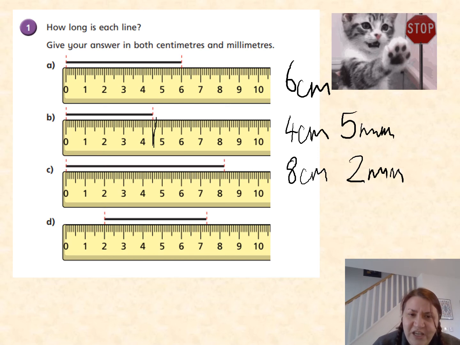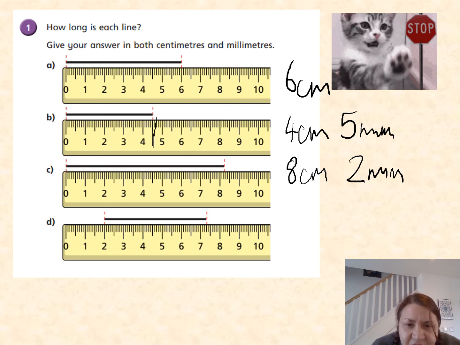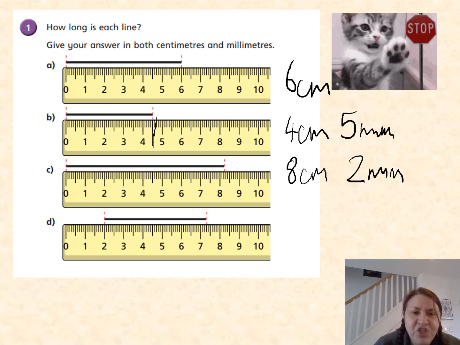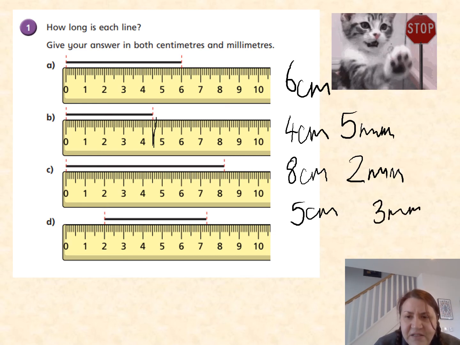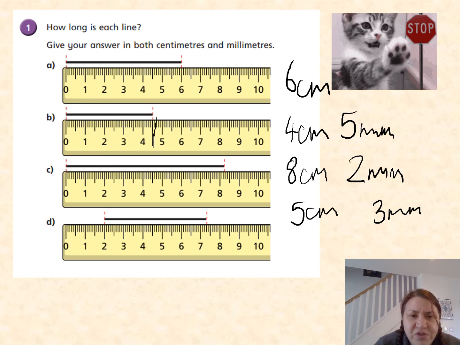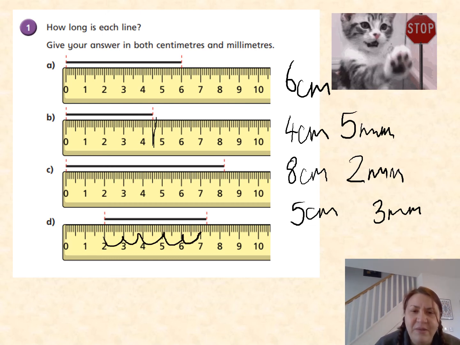Now the next one's tricky because it doesn't start at 0. So it goes up to 7 centimetres and 3 millimetres. But 2 of those centimetres haven't been used. So I'm going to take 2 away from 7, which is 5. So it will be 5 centimetres and 3 millimetres. I could just count from the 2 if I wasn't sure. 1, 2, 3, 4, 5, and then the 3 millimetres. So I could do it that way. Well done if you got all of those.